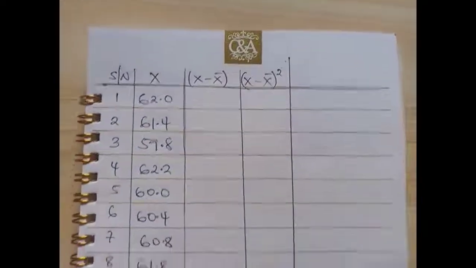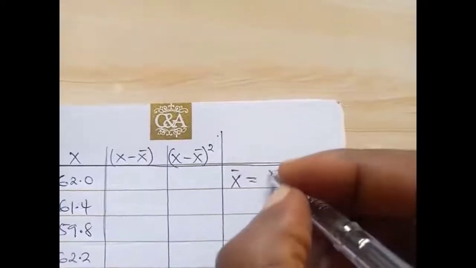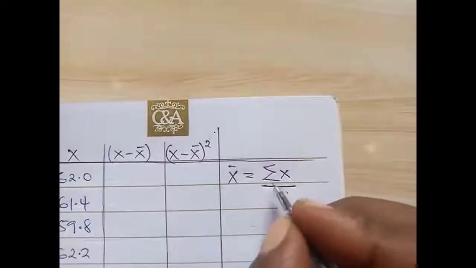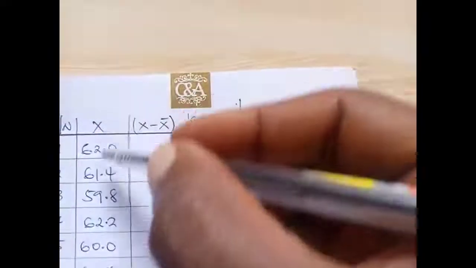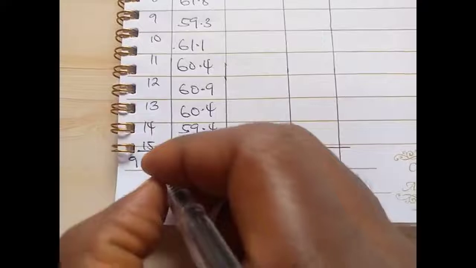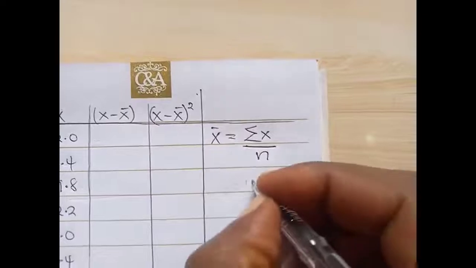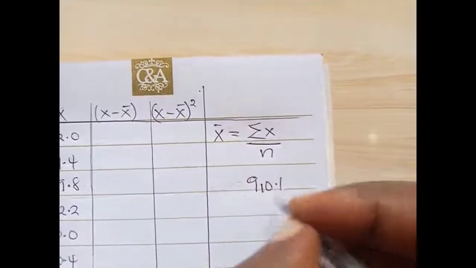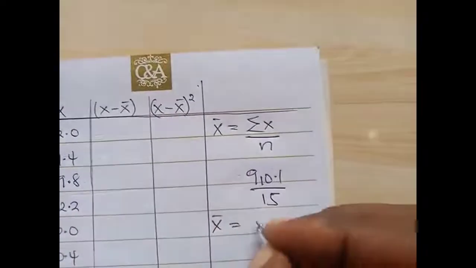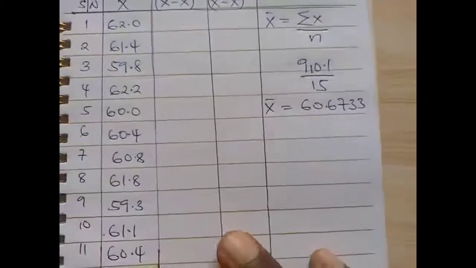For us to get the mean, x bar, the mean is given as summation x over n. So this is summation of x, this is x. If we sum all of them, we're going to get 910.1, and what it means is 910.1 over n, which is 15. If we divide that, we'll get that our mean is 60.6733, to 4 decimal places. So this is how the mean is gotten.